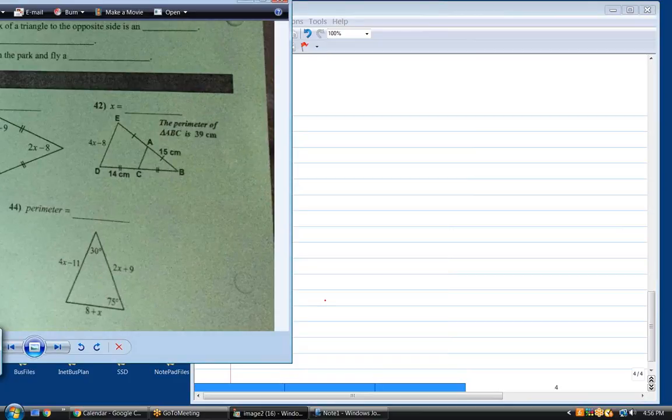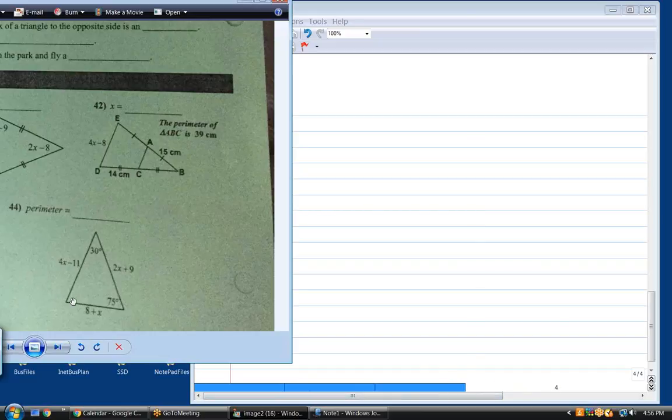What can we do with 44? They want the perimeter, which means we're going to need to solve for x. So the outside perimeter is 360 degrees. No, perimeter is a scalar number, some number of feet or something. It's not in degrees. But the sum of the interior angles is equal to 180 degrees.